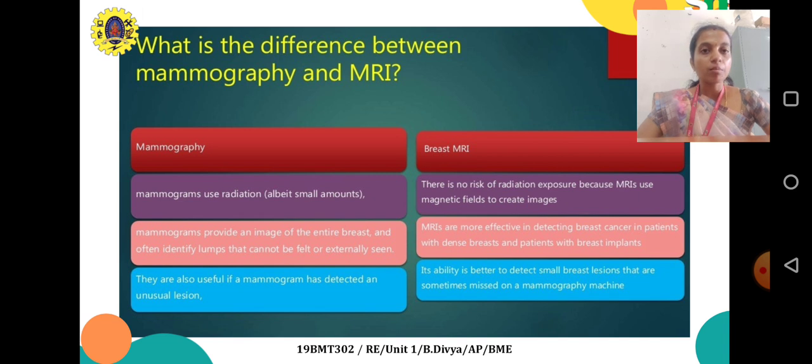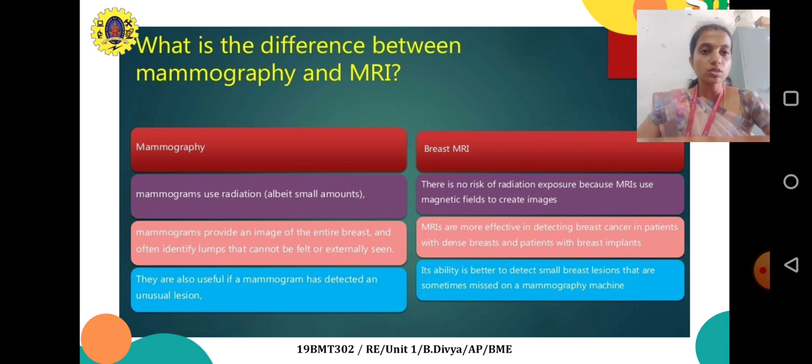Mammograms use radiation. We know that MRI is magnetic resonance imaging, which is mainly used for identifying cancer cells or any tumors all over the body, and is highly accurate. Mammogram is used only for breast cancer.